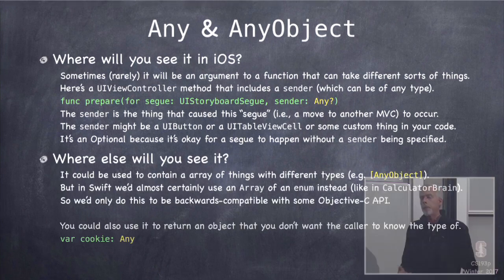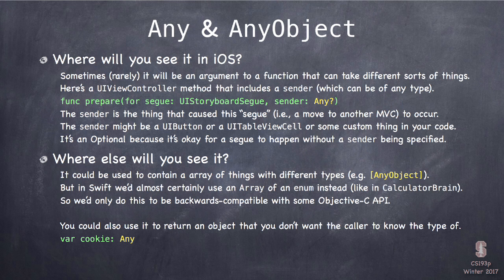Where else will you see it? You could have an array of any object, or array of any. That could be an array that has doubles and strings and things mixed in there. Now, you might be tempted to use this in your assignment number 2 when you see the assignment. But you're not allowed to, because one of the required tasks says you can't use any or any object. Also, it wouldn't be very Swifty. In Swift, if we wanted to put doubles and strings in the same array, we use an enum. That's what we did with our operations array, and that's what we would do in Swift. So we wouldn't use any object.